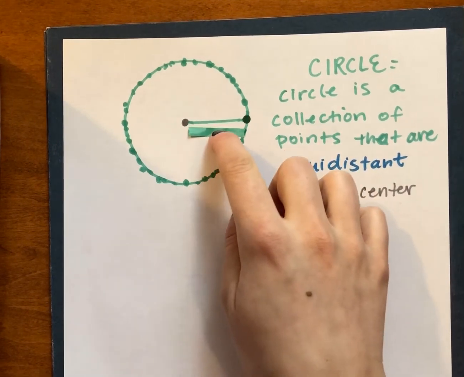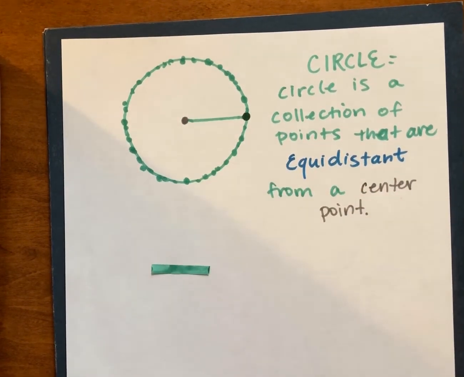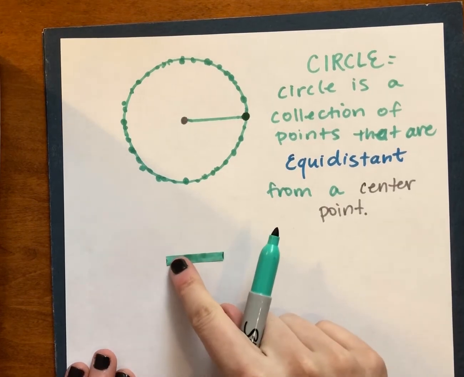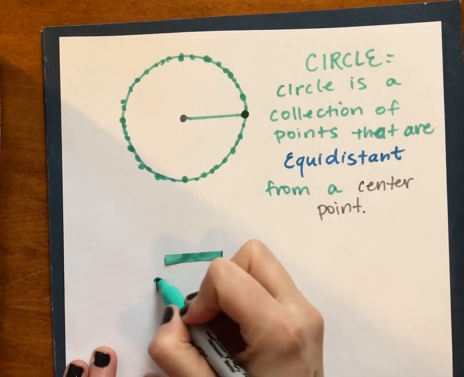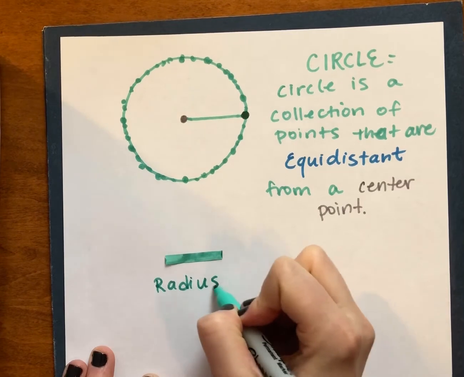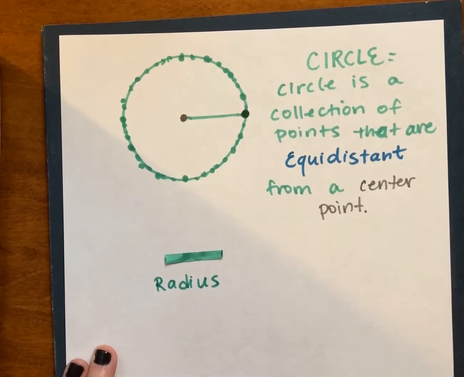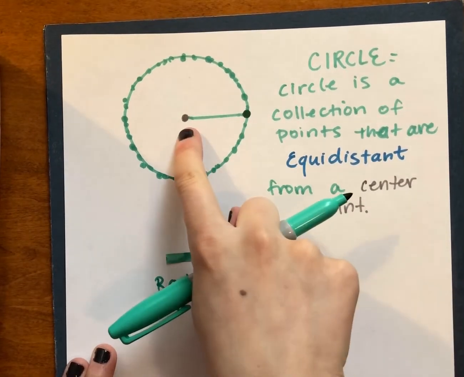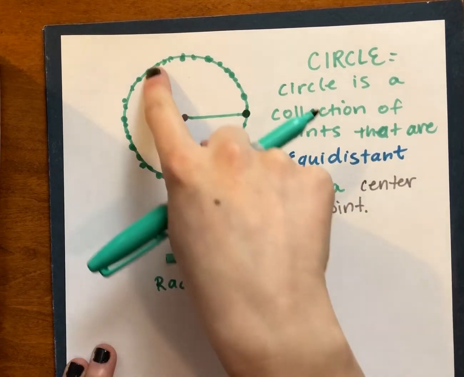This green distance is very important. We call that distance the radius. The radius is the distance from the center to any point on the circle.